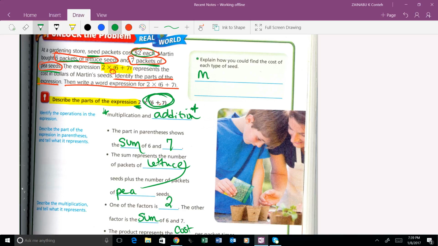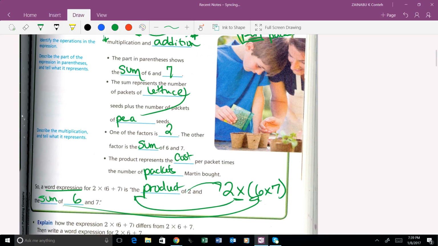Well, you got it right if you mentioned that you need to multiply the number of packets by the cost per packet. And we know that word per is a pretty important signal word, and we see it oftentimes in math. Now I'm going to have you do the explain on your own.